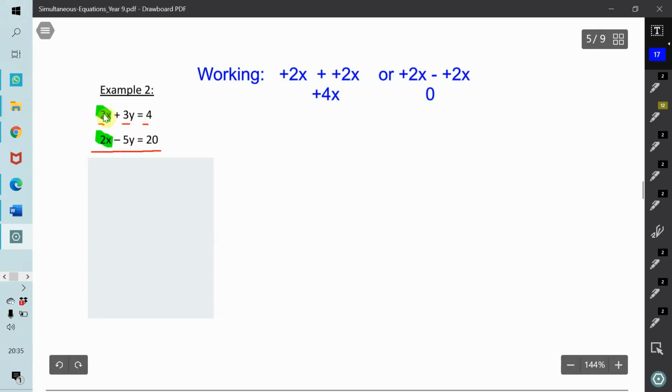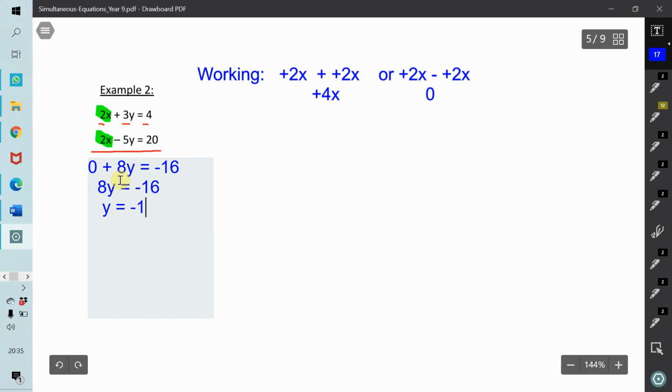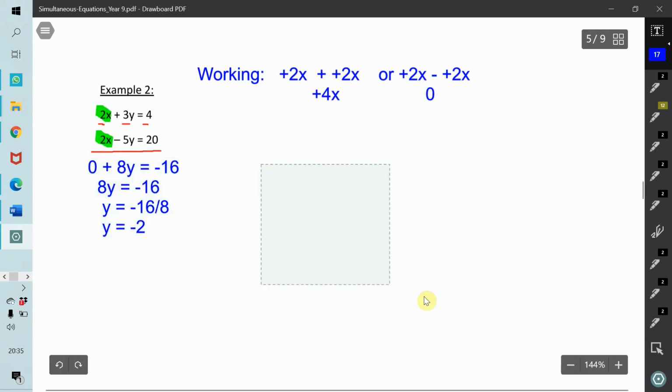Now we know that 2x minus 2x is 0. And we've got 3 minus 5. And minus and minus, what do they make? A plus. So plus 8y equals 4 minus 20 is minus 16. And then we've got 8y equals minus 16 because 0 plus 8y is 8y. Y equals minus 16 division by 8. Y equals minus 2.